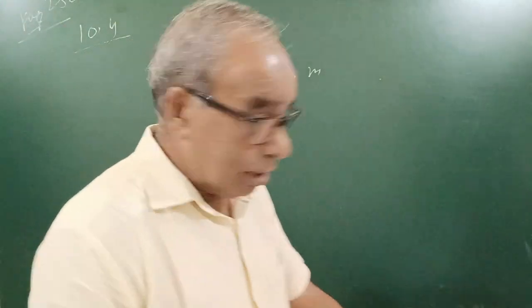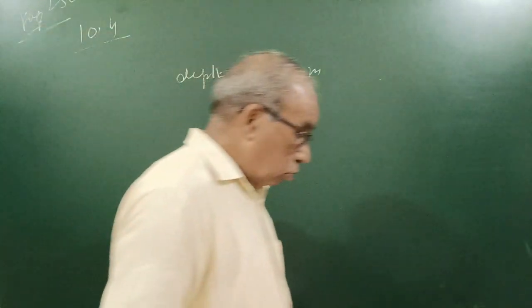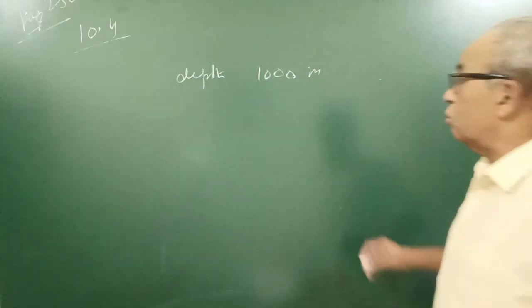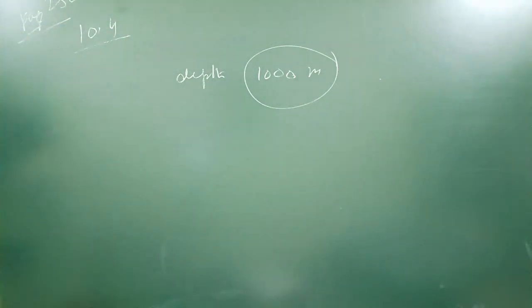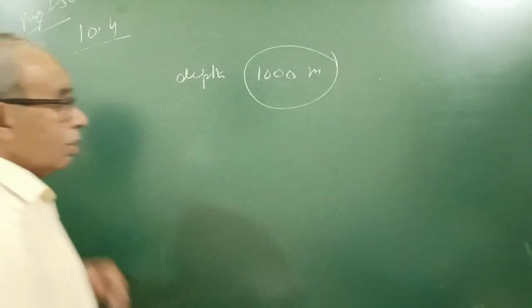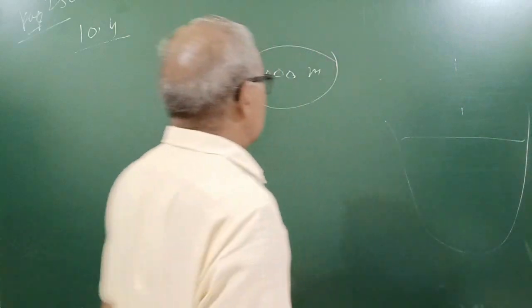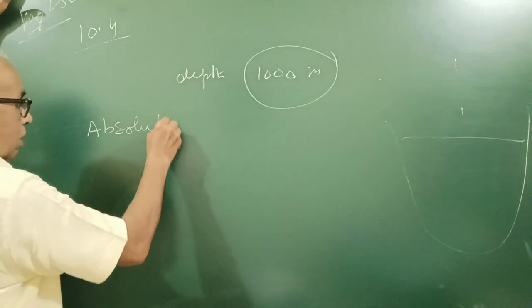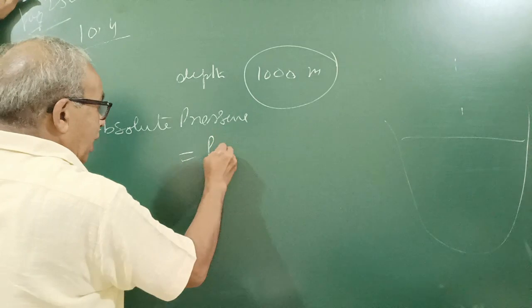So under pressure, submarines, you know, they travel in ocean or sea, dipping inside water. So if the submarine is 1000 meters below, first of all you are asked the absolute pressure. What is the meaning of absolute pressure? Here is the ocean and then the atmosphere also. So absolute pressure is equal to Pa plus hρg.